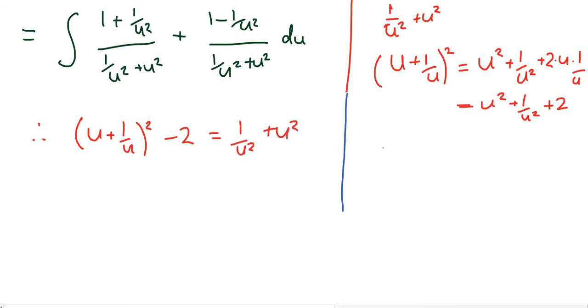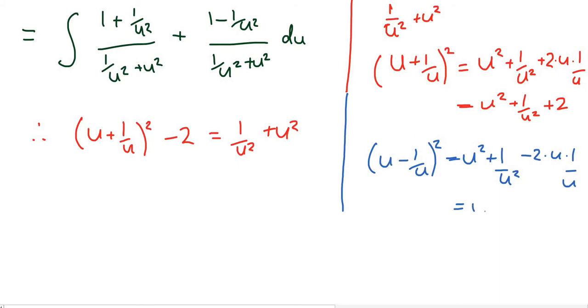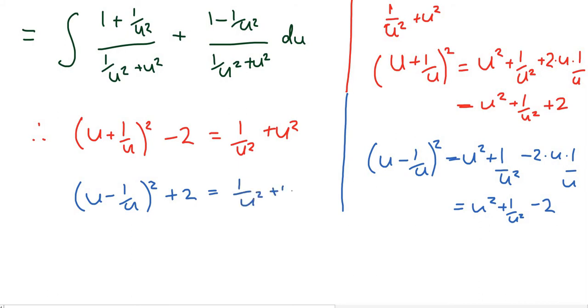Similarly, let's have a look at the quantity u minus 1 over u, squared. This gives us u squared plus 1 over u squared, as the minuses make a positive, and then we've got minus 2 lots of u times 1 over u. So this time we get u squared plus 1 over u squared minus 2. Therefore, another way to express our denominator is u minus 1 over u, squared, plus 2. So we get the same thing on the right hand side.